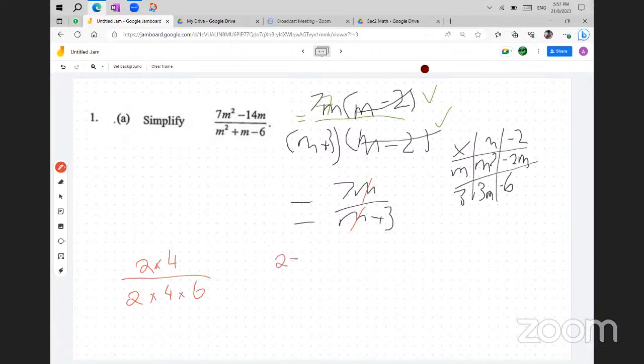Compare with 2 plus 4. 2 plus 4 plus 6, right? Compare with 2 times 4, 2 plus 4 plus 6, okay? They are just all different, okay?